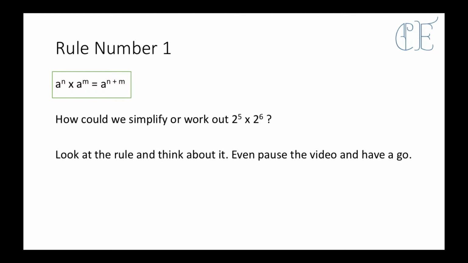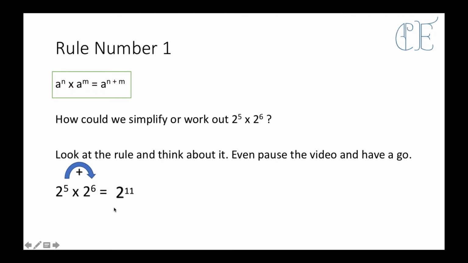Okay, so let's go through it. So 2 to the power of 5 times 2 to the power of 6 means we will just add those two powers together, giving us 2 to the power of 11. That's all you have to do. Okay. If it wants you to simplify it, this is our simplified version. We're just adding them together.